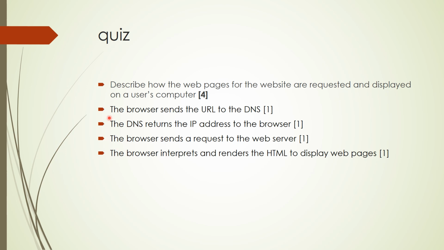So the first point is the browser sends the URL to the DNS. Then DNS returns the IP address to the browser. The browser sends a request to the web server, and the browser interprets and renders the HTML to display web pages.